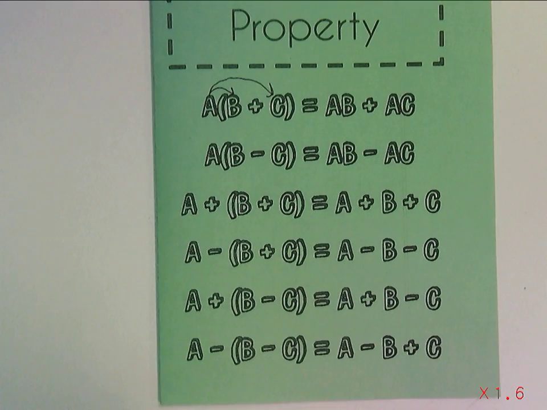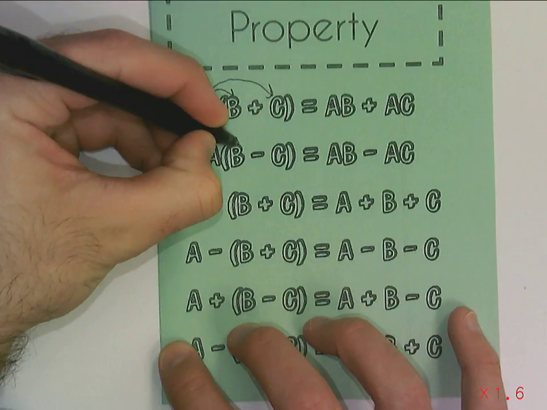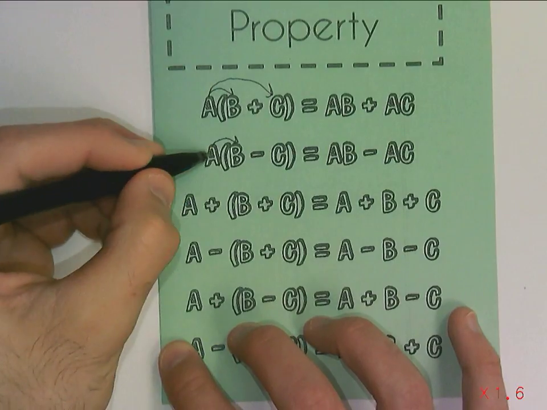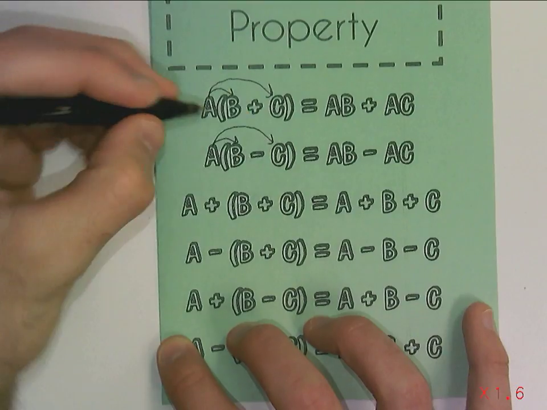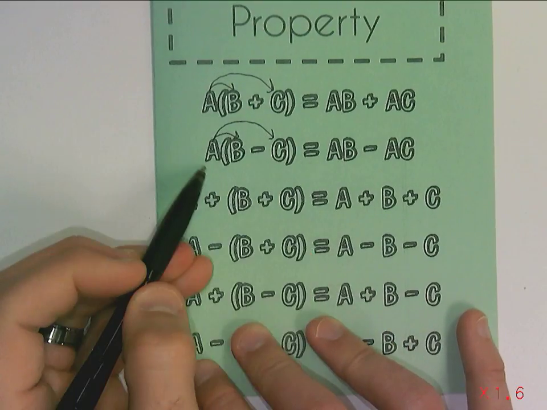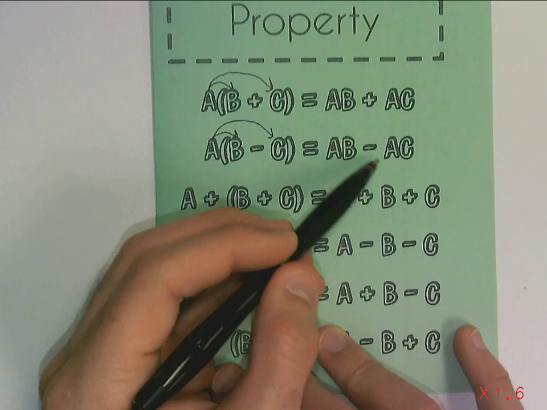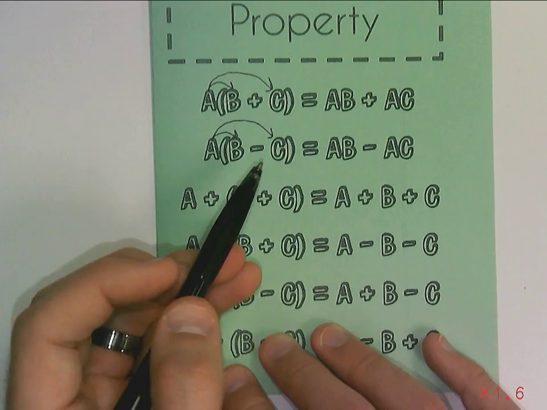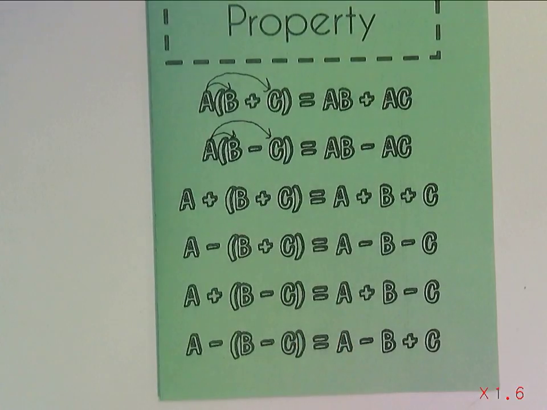The same idea would be carried out down here. So I would draw in my arrows from the term that's on the outside to each term that's on the inside. So I do A times B, which you can see here, and then A times negative C, which would give me negative A times C. So really giving me A times B minus A times C.